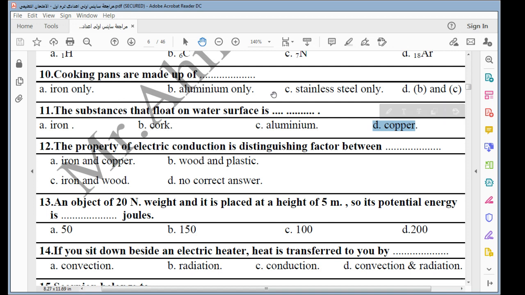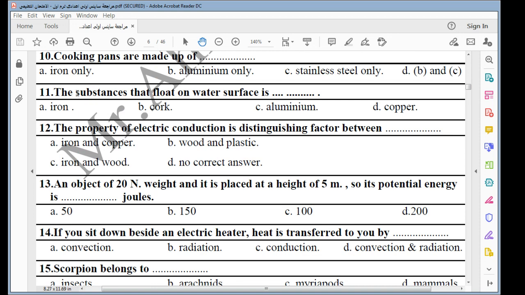سوري هنا النمبر 10. نمبر 10 اللي هي طبعا الدي برضو اللي هي بي اند سي اللي هي ألمونيوم وطبعا ايه وستانلس ستيل عشان يقدر يتحملوا درجة الحرارة. 11, the substances that float on water surface is ايه؟ تمام. كورك. كان كل ده بيعمل sink in the ايه in the water.